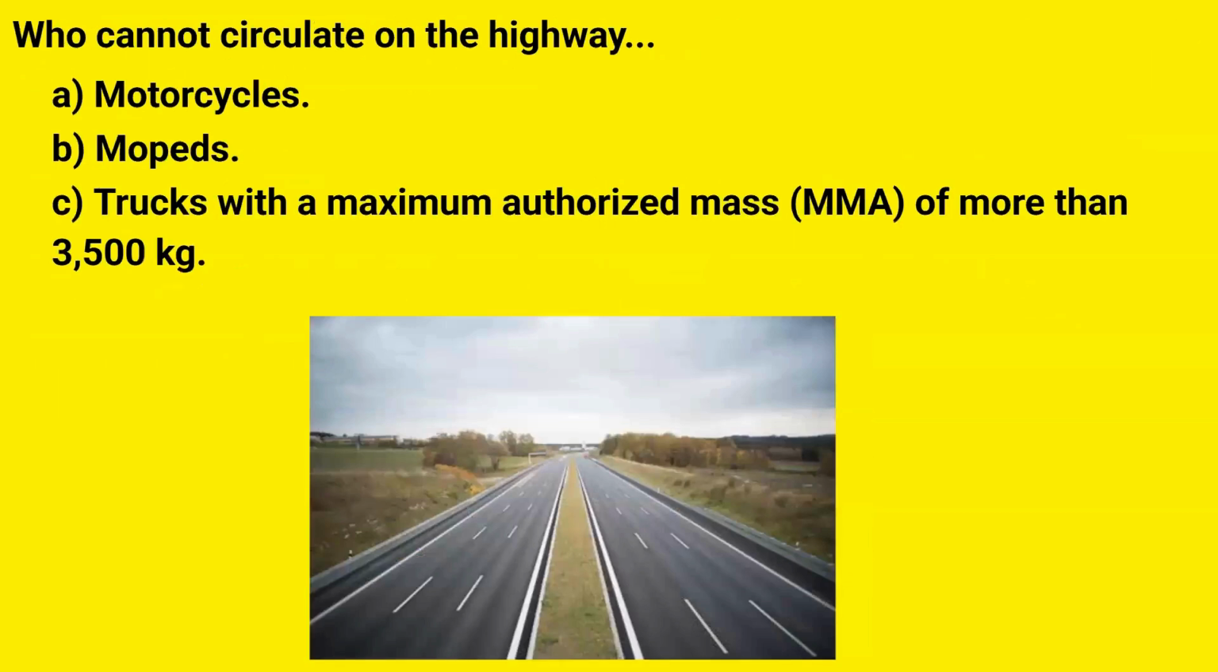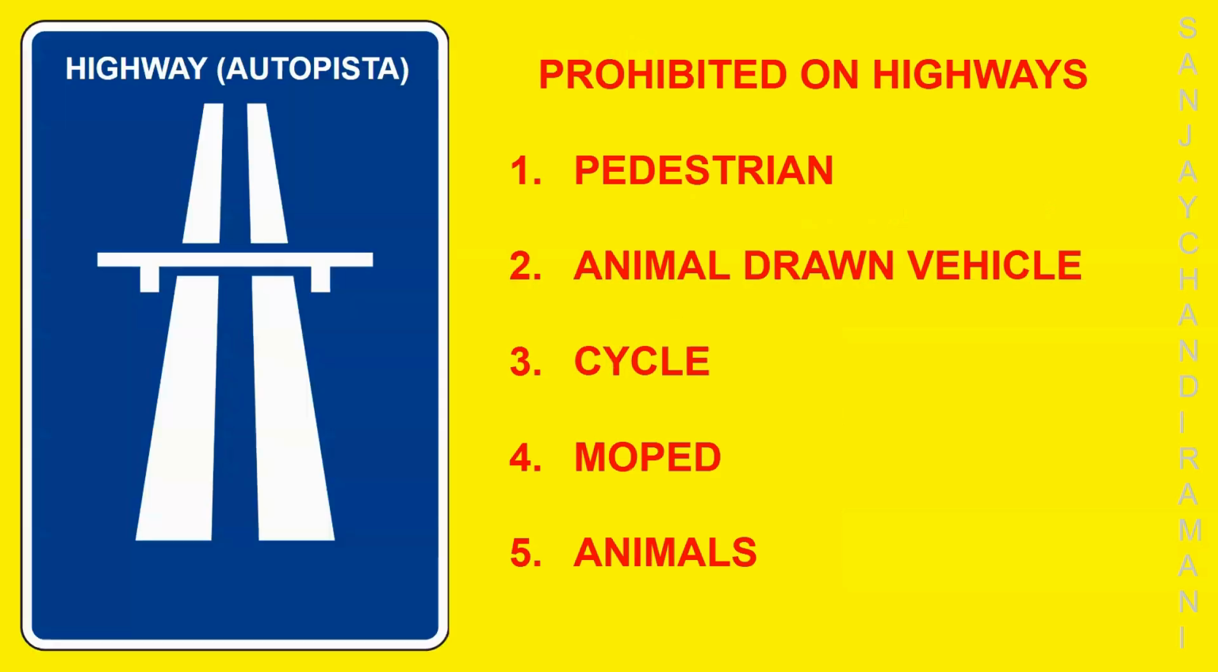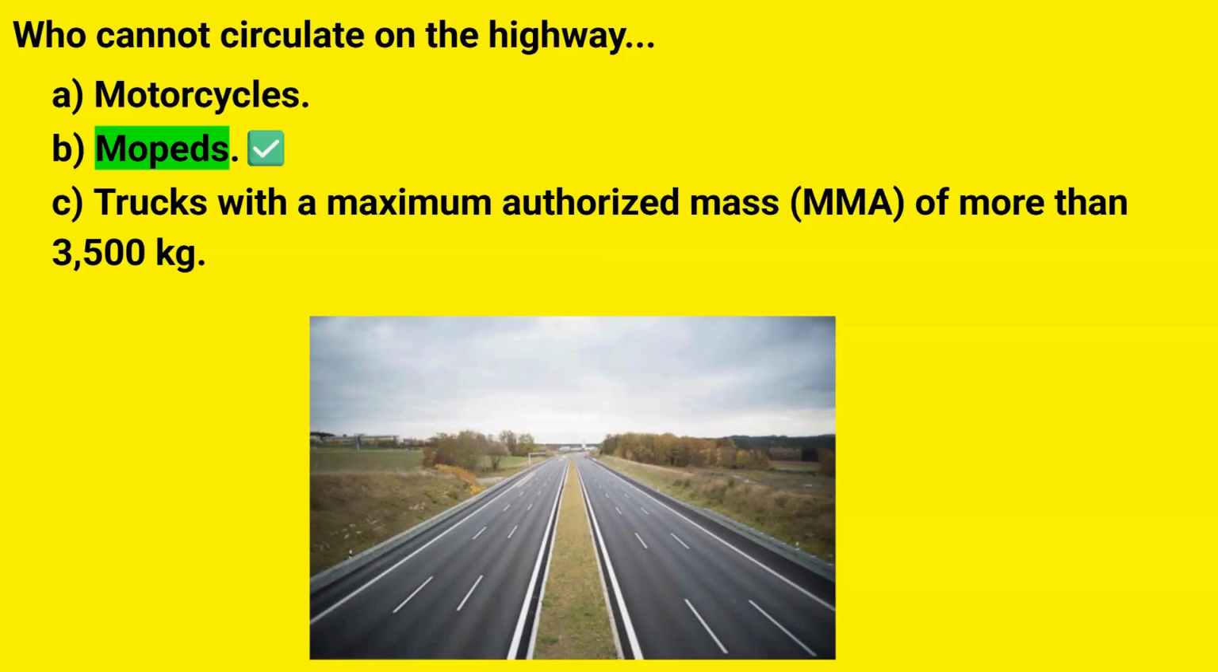Next question. Who cannot circulate on the highway? Option A, motorcycles. Option B, mopeds. Option C, trucks with the maximum authorized mass of more than 3,500 kg. In our previous part, we have seen the prohibition goes to pedestrians, animal drawn vehicles, cycles, mopeds, animals. So, moped is our answer. B option is the right answer.